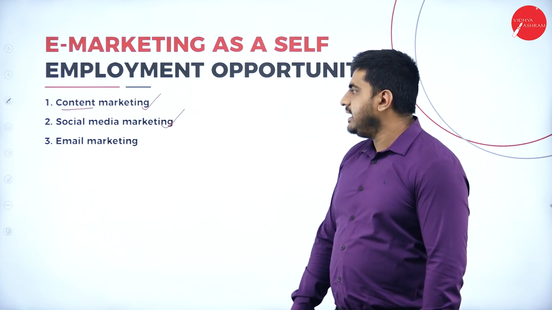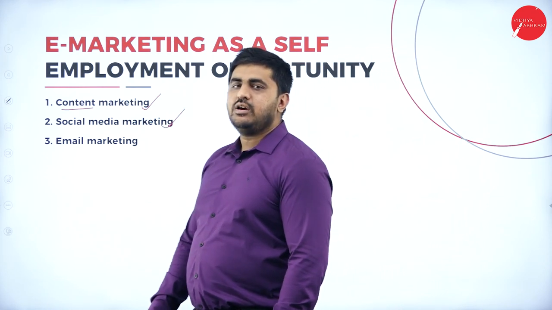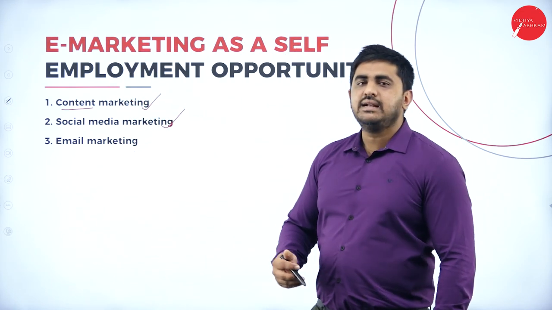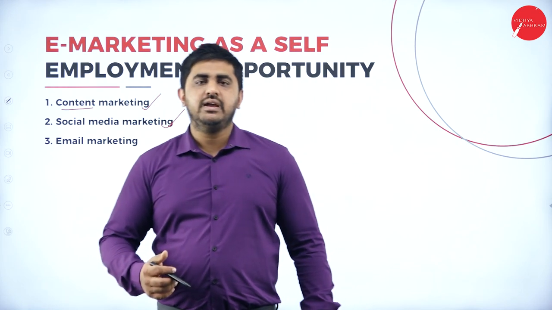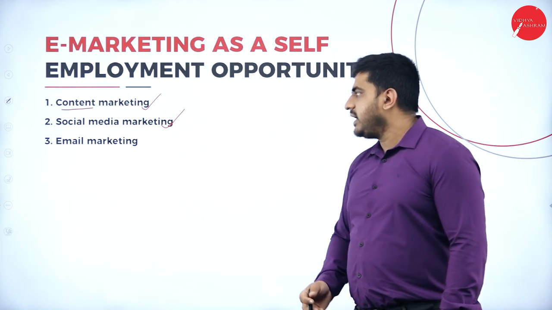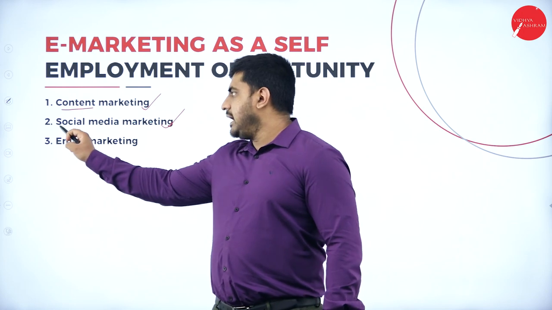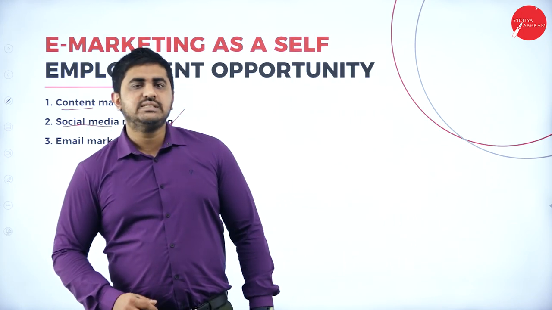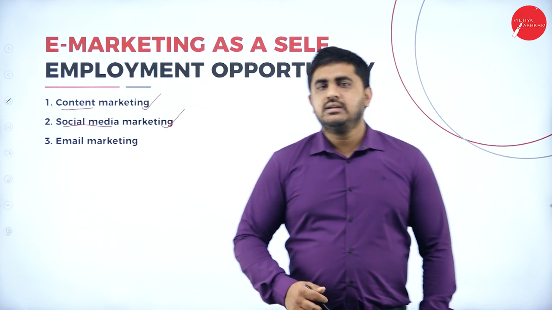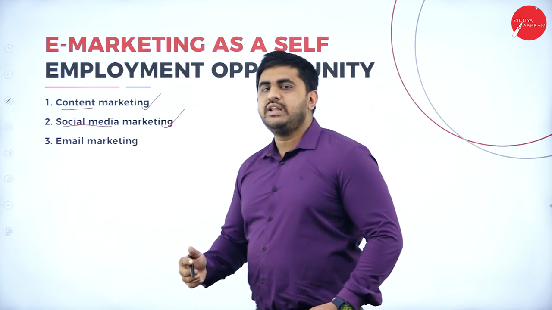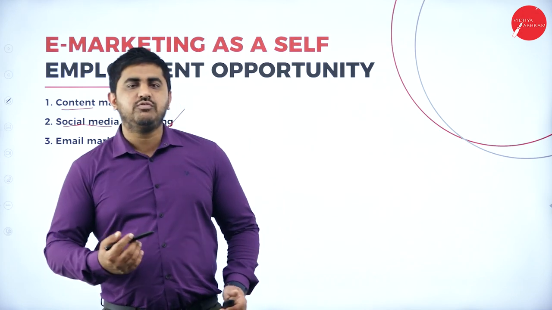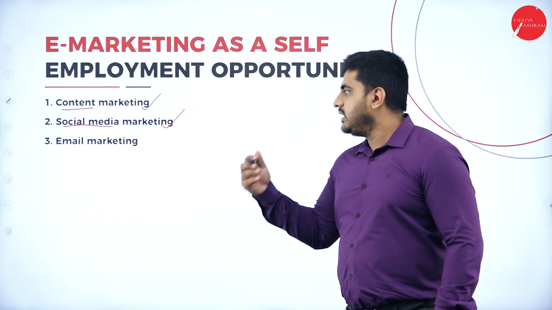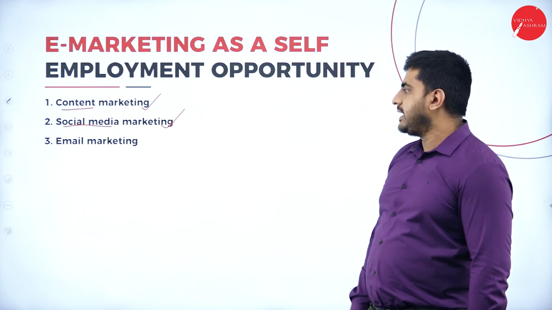Next, social media marketing. This is trending these days. Social media like Facebook, Instagram, and WhatsApp are helping marketers in a very good way. So how can you market your product on social media? For example, in Instagram, there is paid promotion. In paid promotion, a model or any person who is very popular is given some amount of money to promote the product in a video or a reel on Instagram. That is social media marketing.